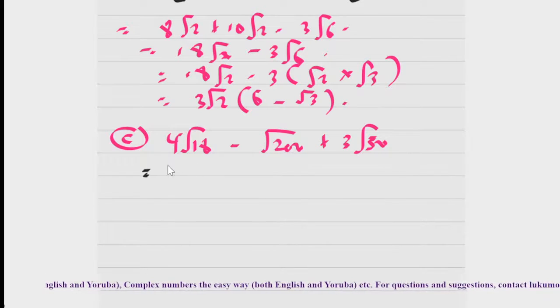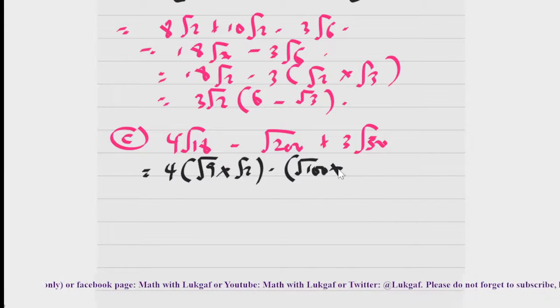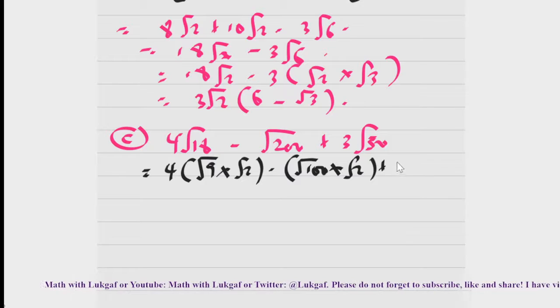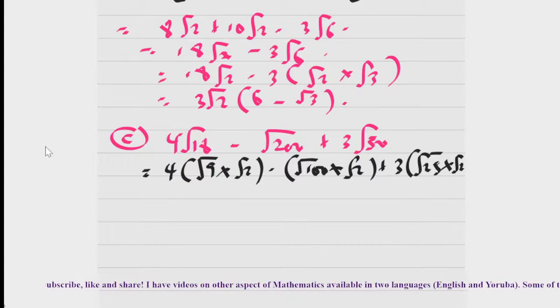So in its simplest form, I'm going to have 4 root 9 times root 2 minus, you have to put inside the bracket since this is going to simplify to a binomial expression. So you are going to have 2 terms. So this will give you root 200 multiplied by root 2, then plus 3 into what? Root 25 times root 2. So we are simplifying further, to ensure we are able to collect the like terms at the end of the day.